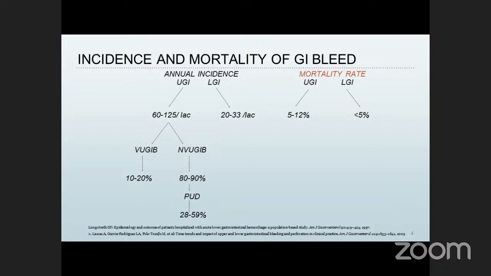Out of this, 28 to 59% of the cases are attributed to peptic ulcer disease alone. The annual incidence of lower GI bleed is around 20 to 33 per lakh, whereas as far as the mortality rate is concerned, upper GI bleed accounts for almost 5 to 12% of the mortality, and it is hardly less than 5% in case of lower GI bleed.